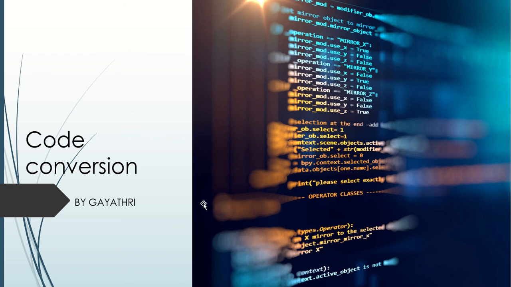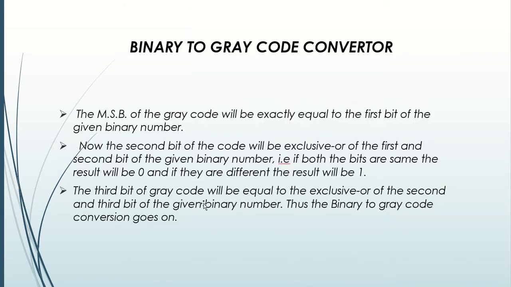Yes, today we are going to discuss code conversion. First we see the binary to gray code converter. The most significant bit of the gray code will be exactly equal to the first bit of the given binary number. Now the second bit of the code will be the exclusive OR of the first and the second bit of the given binary number. That is, if both bits are the same, the result will be 0. If they are different, the result will be 1.